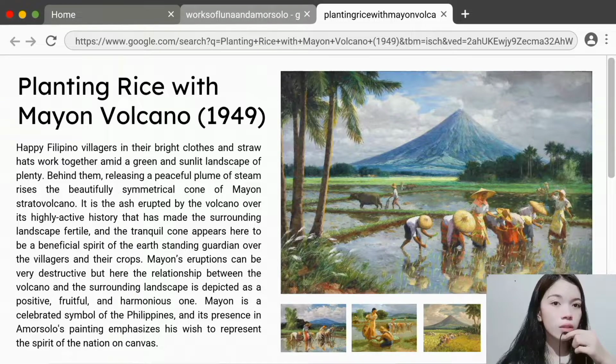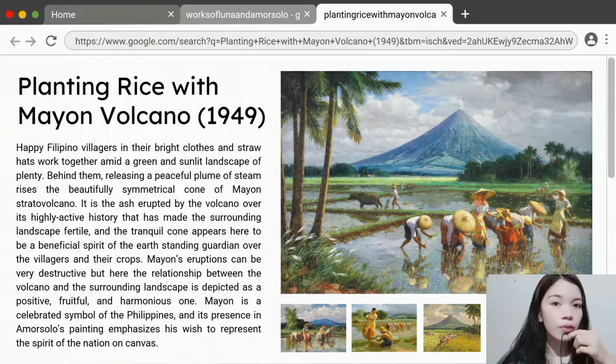Amorsolo was committed to two fundamental ideas in his art. First, a classical notion of idealism in which artistic truth was found through harmony, balance, and beauty. And second, a conservative concept of Filipino national character as rooted in rural communities and the cycles of village life. The two come together in pastoral scenes such as Planting Rice with Mayon Volcano.